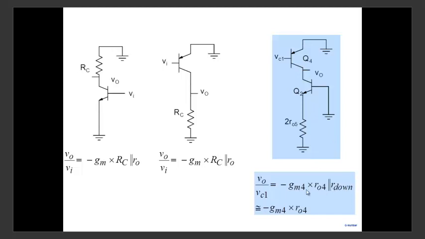Minus GM4, because why GM4? Because I've applied the signal here. Minus GM4, R04 parallel R down. It's the same expression, except that RC is down here and everything below is R down here.